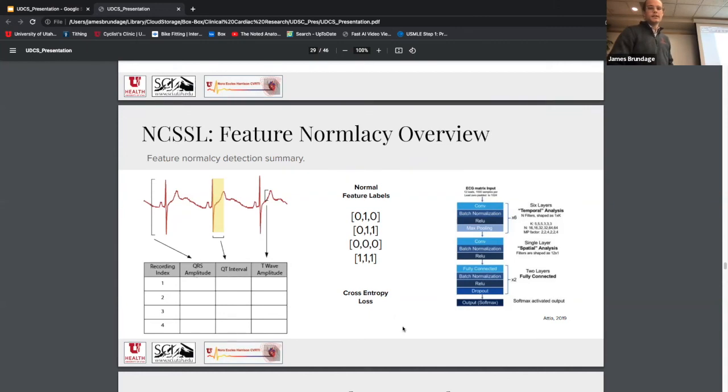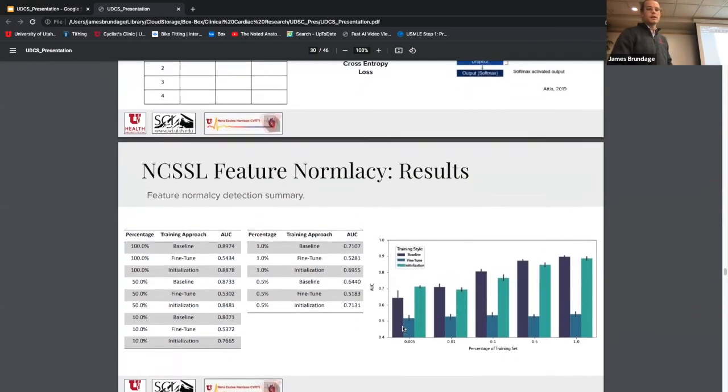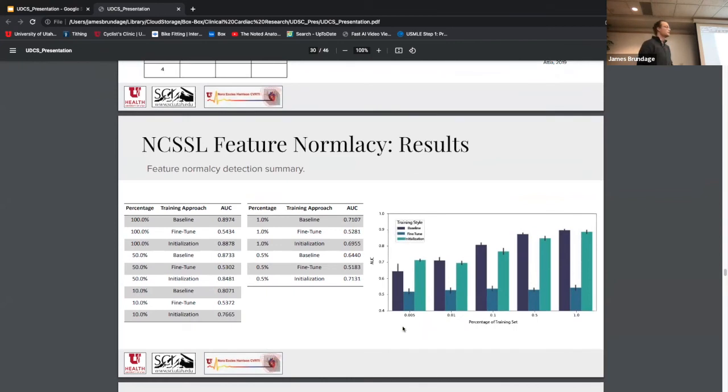And when we did that and then compared it with the downstream task, it didn't perform very well. So we tried two approaches: one where we fine-tuned the models, only allowing the final layers of the models to be updated by our downstream task, and then also just initialization, where we allowed all layers to be updated by our downstream task. And what we found is that with the fine-tuning, it performed extremely poorly. It was basically random guessing down in here. And with the initialization, it essentially never outperforms random initialization at baseline.